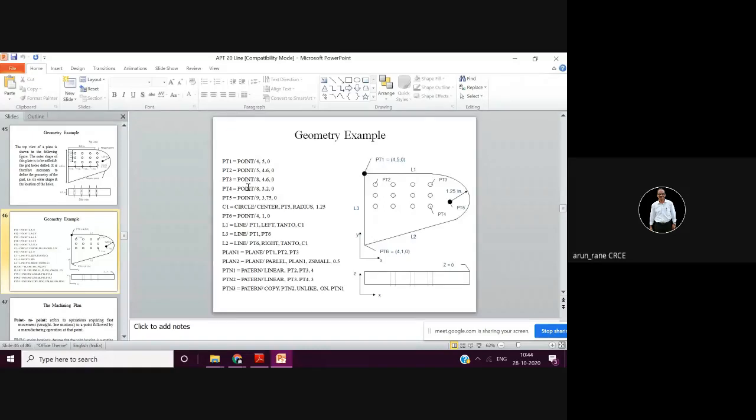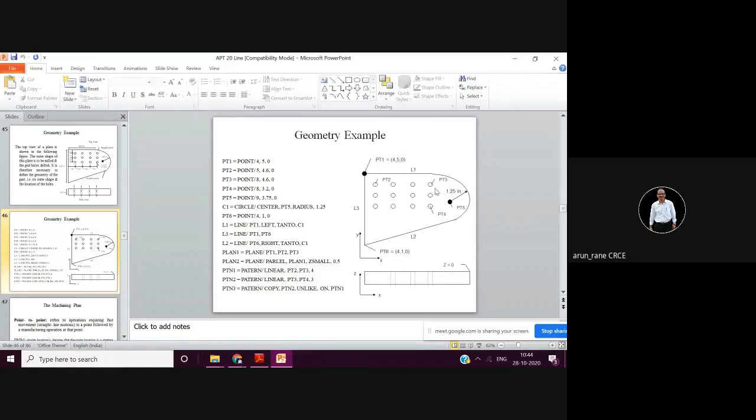Then point 2, that is this. So point 2 is at a distance of 5 inch in x direction, at a distance of 4.6 in y direction. See, it is at a lower height than this. That is 4.6, and z is z0 at this face. So that is 5, then 4.6.